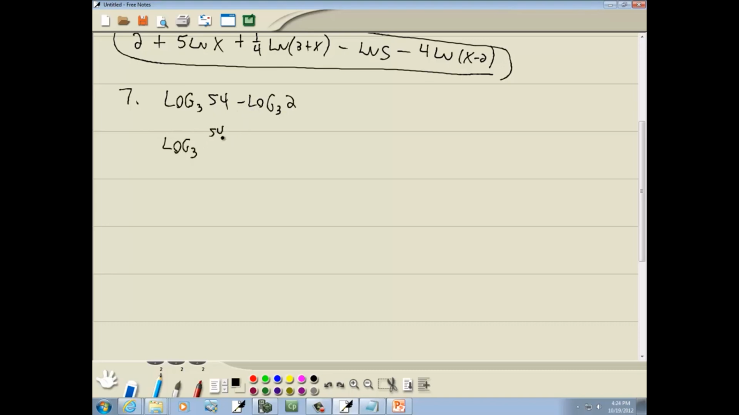So this becomes 54 over 2. And 54 over 2 is 27. Now since it's a number, we see if we can simplify it. Our base is 3. So we're going to try to rewrite 27 as 3 to a power. And we can rewrite it as 3 to the 3rd power. Well, now if these 3's match right here, then those 3's I just circled cancel away, and the log cancels away, and we're left with the exponent, which is 3.